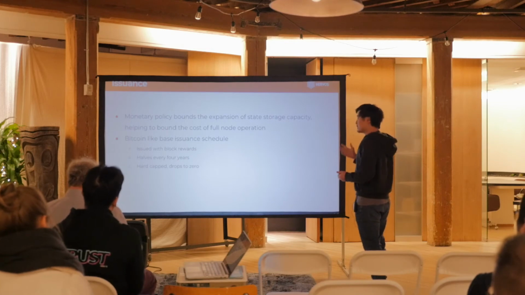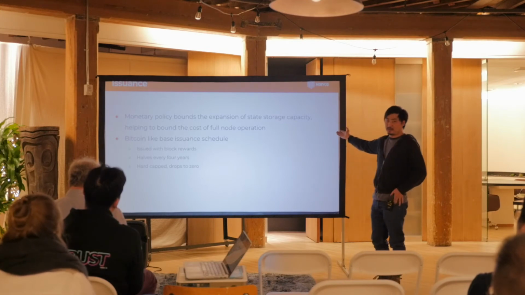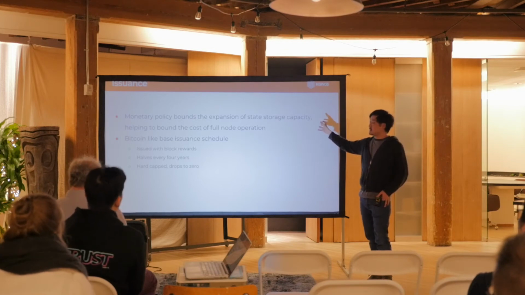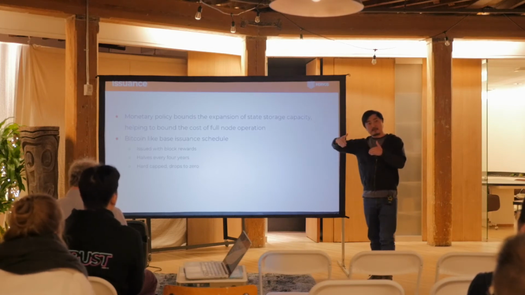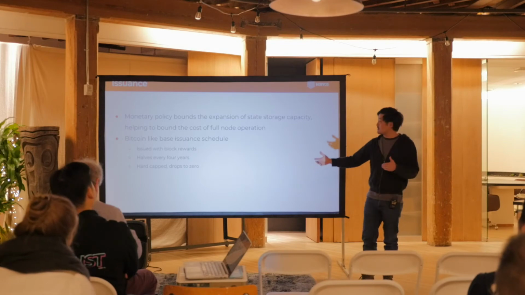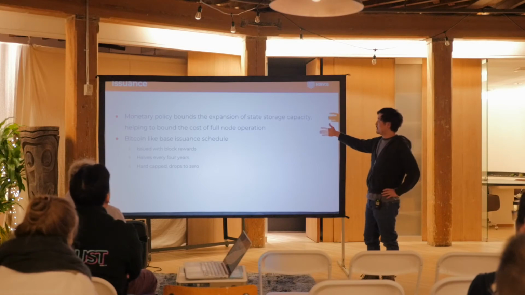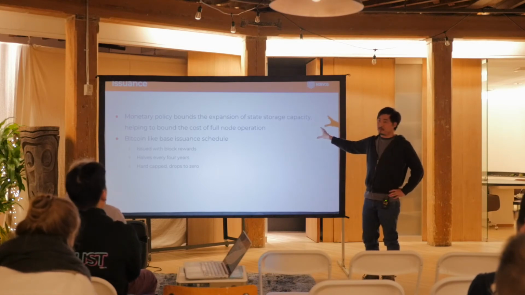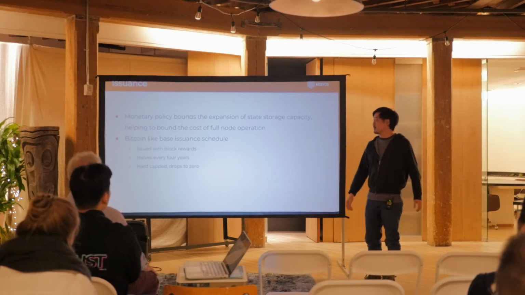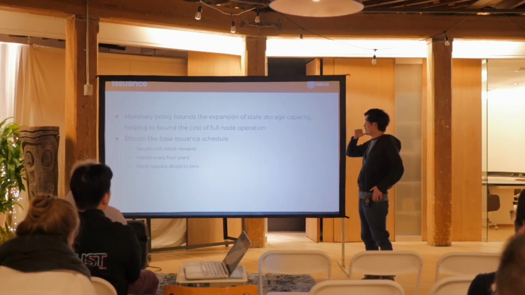Okay, so issuance. Monetary policy bounds the expansion of state storage capacity. Again, Jen talked about this. Because the native currency is state bytes, the rate at which you issue native currency is the maximum rate at which you can expand the state storage. So it bounds the growth of state capacity, helping to bound the cost of full node operations. Ethereum does not have any bound at all, so I could theoretically spend some gas tomorrow to jam a lot of stuff into Ethereum and raise everybody's operating cost. But we do have this bound.